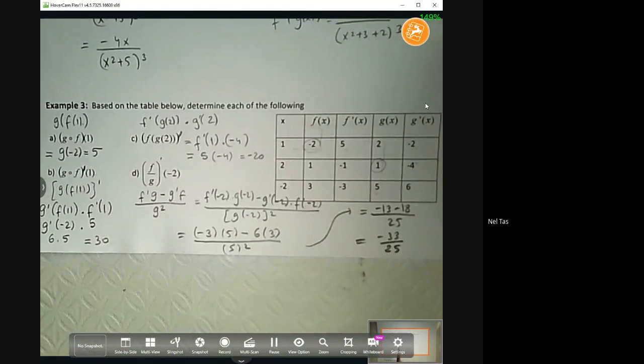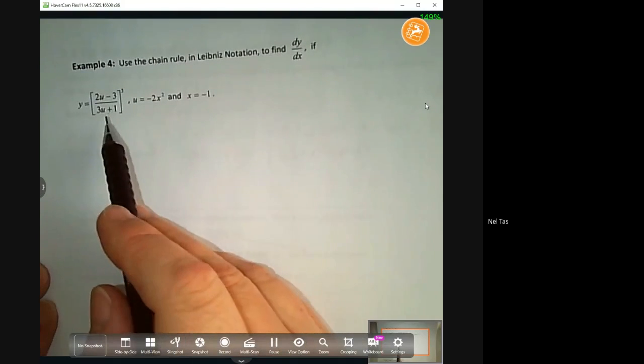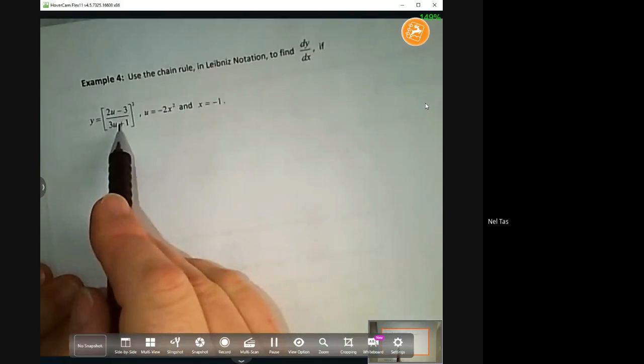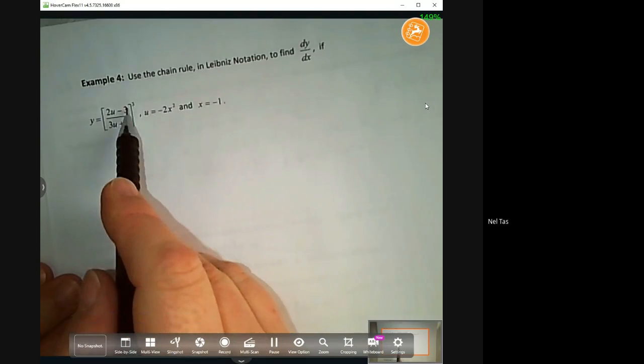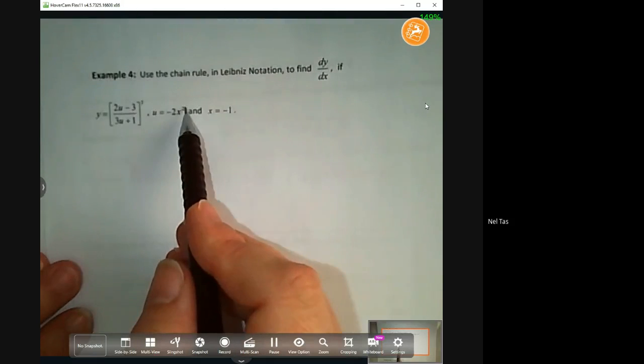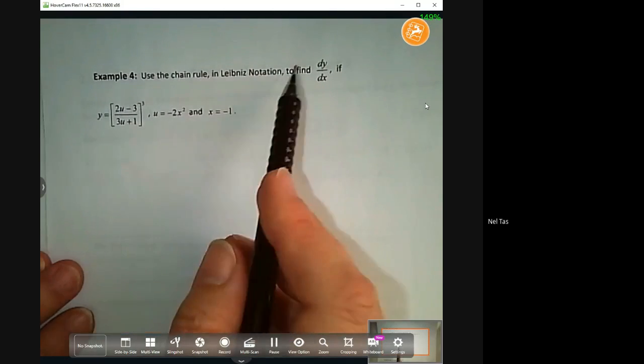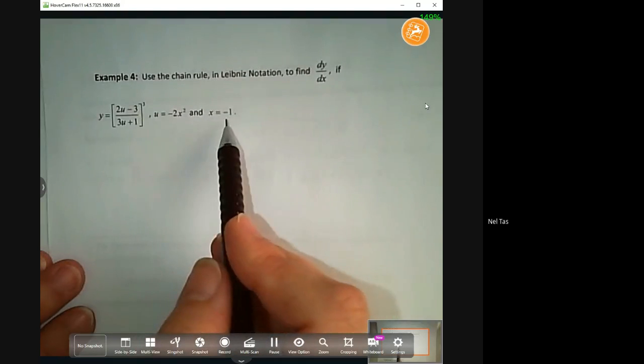All right. So the last example. It says, use the chain rule in the Leibniz notation to find dy by dx. And y is given (2u minus 3) over (3u plus 1) cubed. And u is negative 2x squared. And x is given negative 1. So we are going to calculate dy by dx, where x is negative 1.